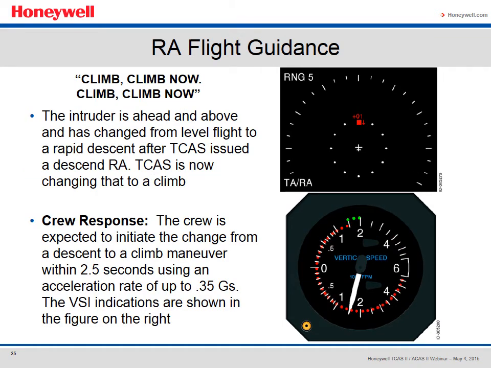Here the intruder is ahead and above your altitude and has suddenly changed from level flight to a rapid descent after the TCAS has already issued your aircraft a descend RA. TCAS is now reversing that descend RA to a climb. The pilot is expected to initiate the change from a descent to a climb maneuver within 2.5 seconds using up to 0.35 Gs. TCAS will put a green band on the vertical speed indicator for the desired climb rate as illustrated, and the pilot needs to fly the aircraft to that green band to ensure traffic separation.